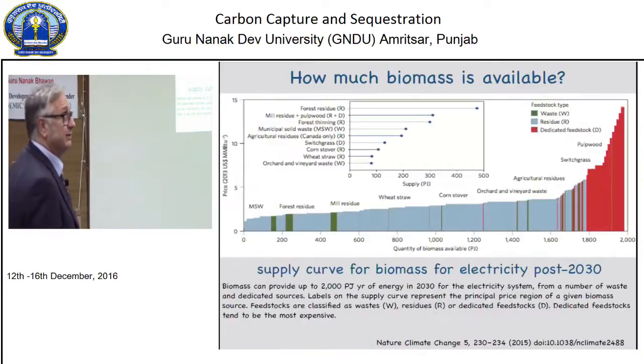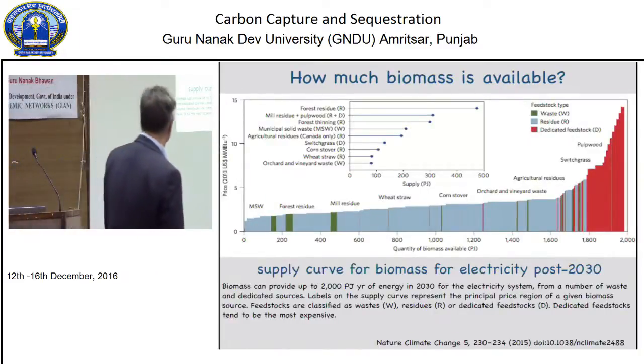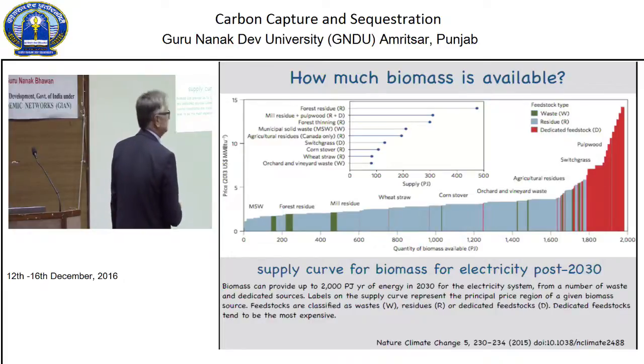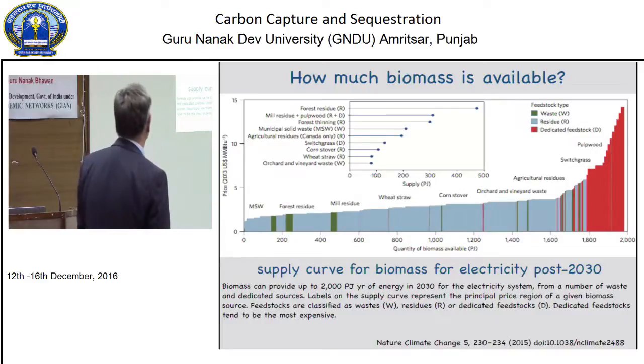How about how much biomass is available in order for us to conduct this? So here's the price in U.S. dollars and the quantity of biomass available. And you can see the biomass can provide, if you add all these numbers up here in this graph, 2,000 petajoules of energy in 2030, which is really quite substantial. And you can look at the quantity available and look at the various feedstock types and recognize that we have an extraordinary amount of waste that we currently don't use, that we could use.